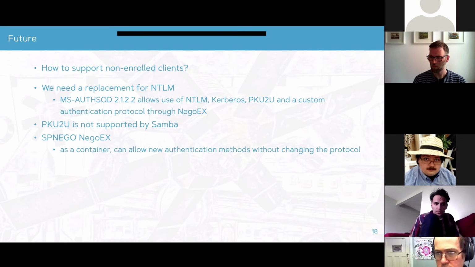And there's always confusion about what NegoEx is. It's really a container that can contain any authentication method that's supported by the client and the server. They can advertise it.